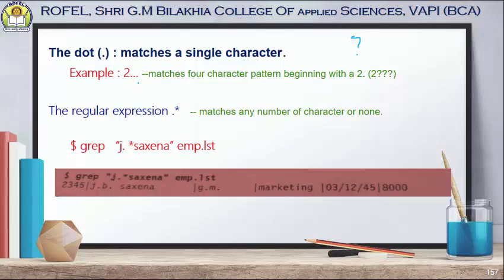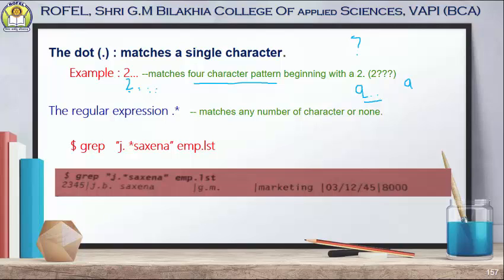So see over here the example, I can write two and three dots. What is the meaning of three dots? It will match a four character pattern. 1, 2, 3, 4. Four character pattern starting with two. It is just like triple question mark. If I write A and two dots, it will match a total three character pattern starting with A.